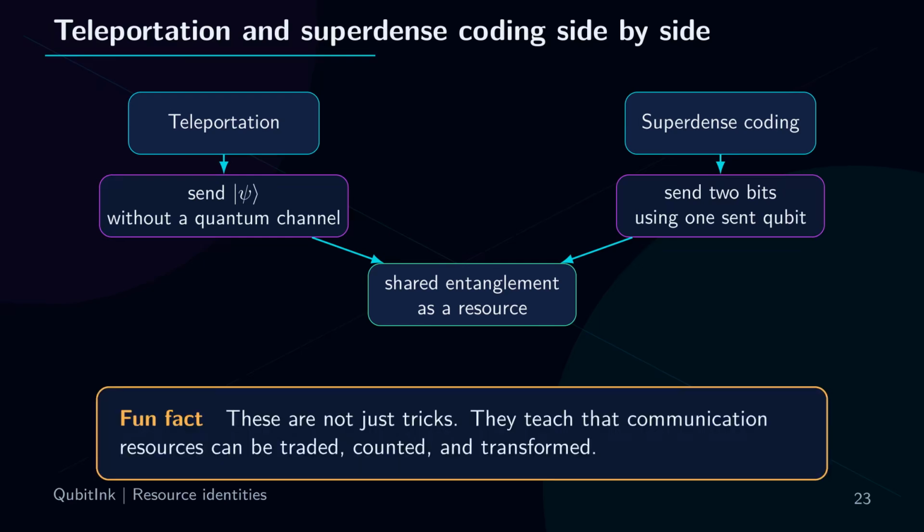They teach that communication resources can be traded, counted, and transformed. This is one of the most beautiful ideas in quantum information. Information is physical, and the physical form of the resource changes what communication can do.